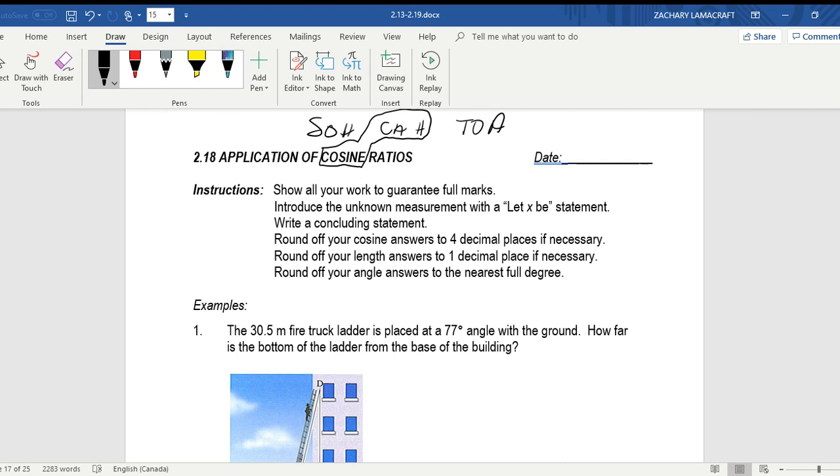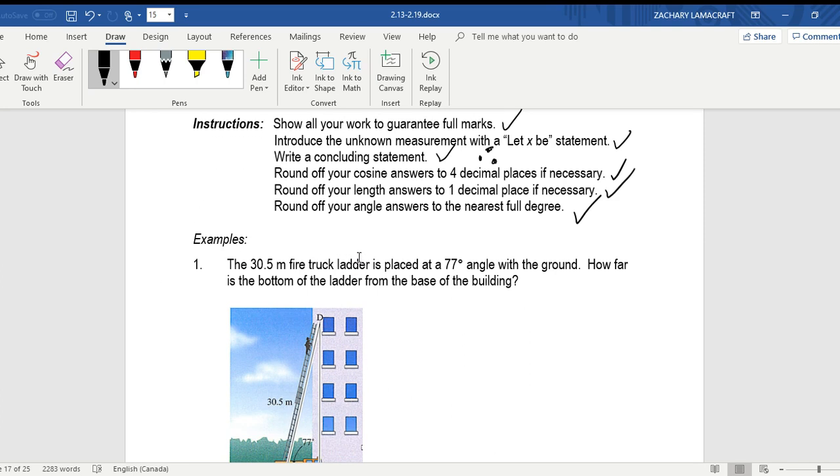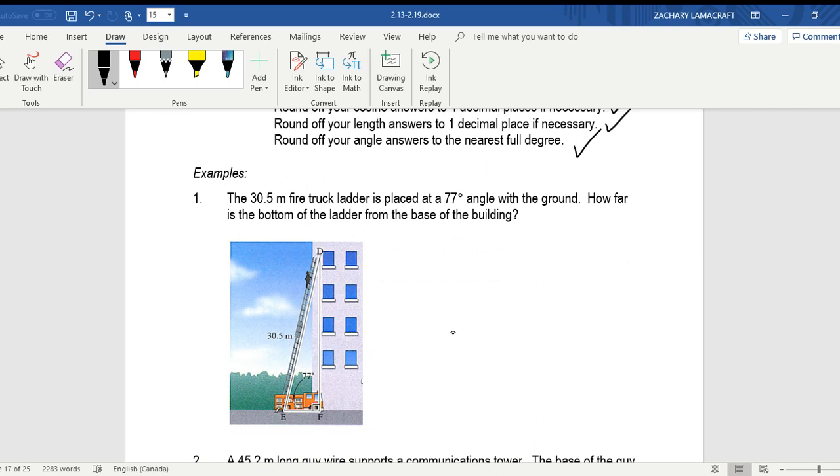So our instructions, like always, are to show all your work to guarantee full marks. Since we have unknowns, we're going to have a "let x be" statement. We're going to write a concluding statement with a "therefore." We round off our cosine answers to 4 decimal places, our lengths to 1 decimal place, and our degrees to the nearest full degree. Those are all very important as we go through. So the first thing I need you to do is write that CAH at the top. We know we're going to use it.